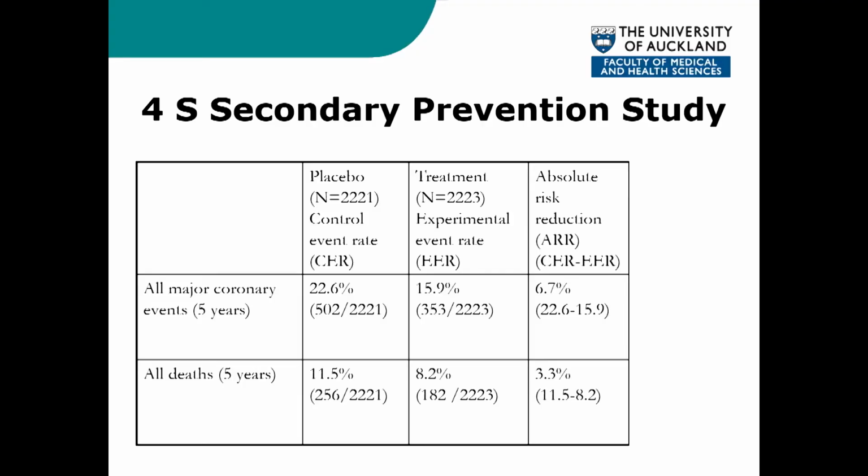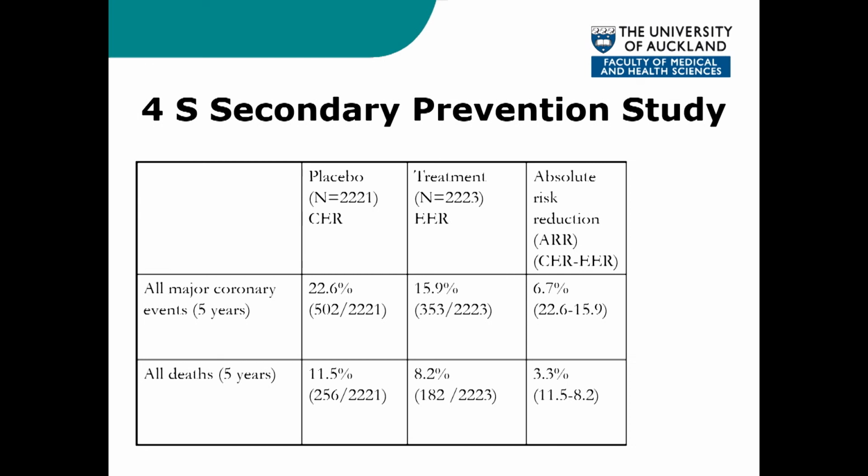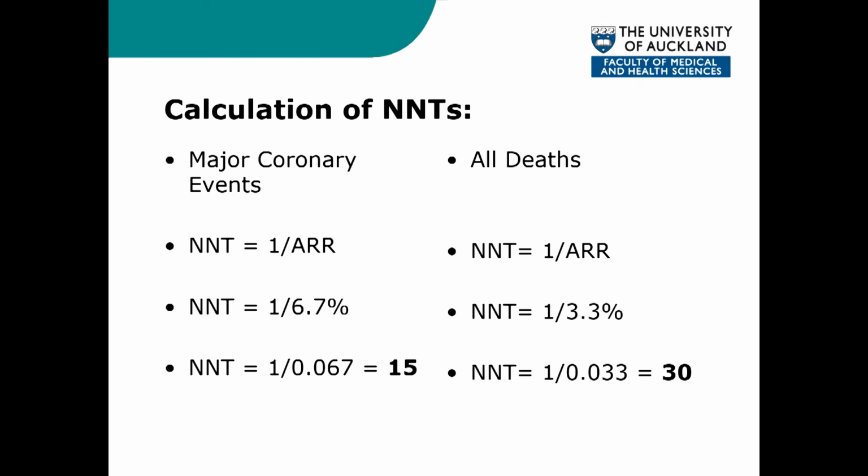This shows you the absolute risk reduction. So it's 6.7% for major coronary events and 3.3% for deaths. The calculation of the NNTs is 1 over the absolute risk reduction. So for coronary events, it's 1 over 6.7%, and that gives us 15. For deaths, it's 30. So 15 people have to be treated with simvastatin for 5 years to prevent another cardiac event. 30 people needed to be treated for 5 years to prevent a death.